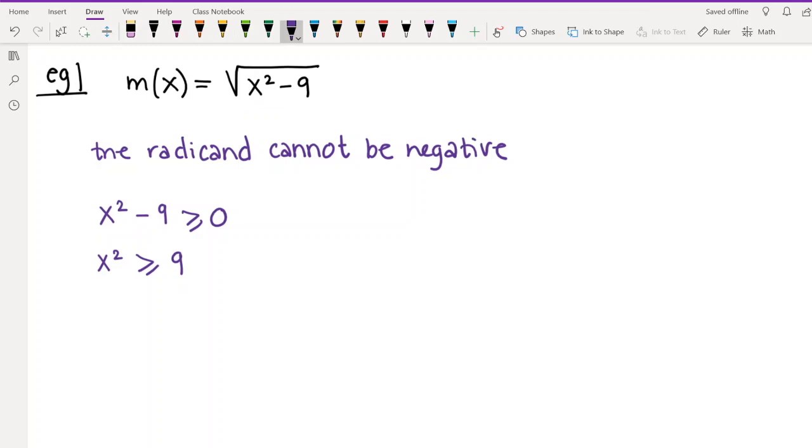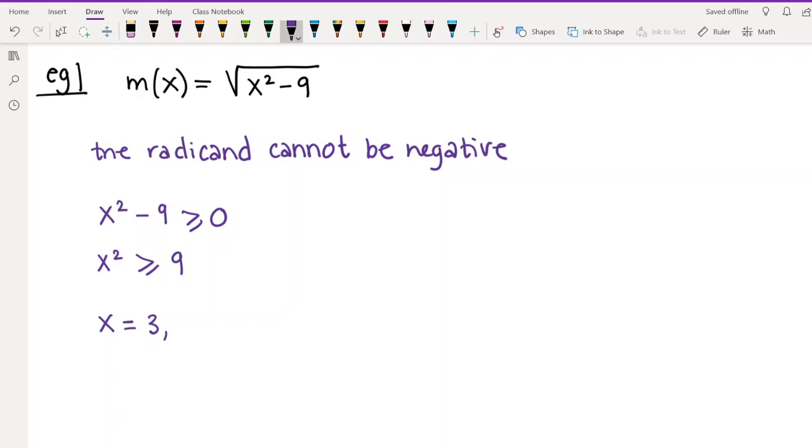Okay, so again, rather than use algebra to solve this, let's actually think of some numbers that could work here. So what are some examples of numbers that when you square them, you get a result that is greater than or equal to 9? So 3 would work, right? If you take 3 and square it, you get 9, which is greater than or equal to 9.